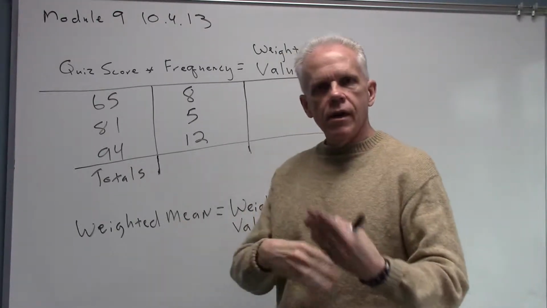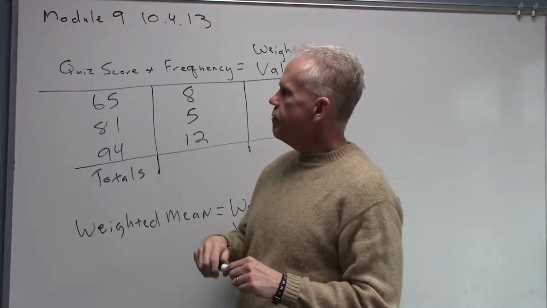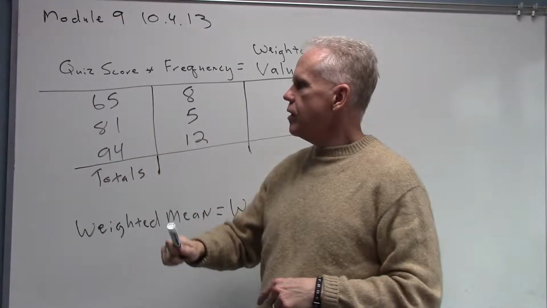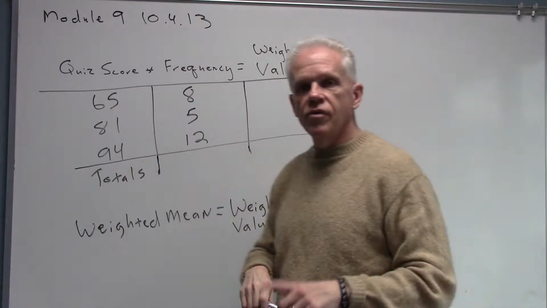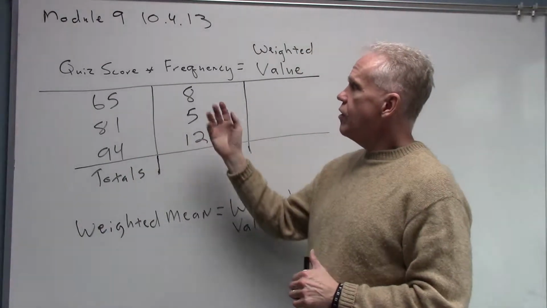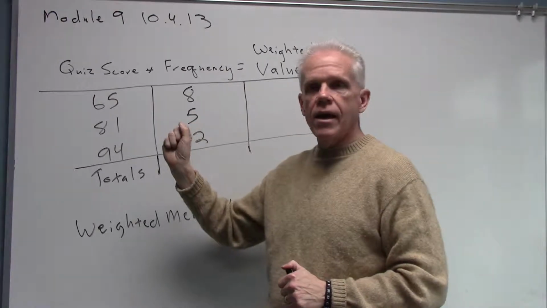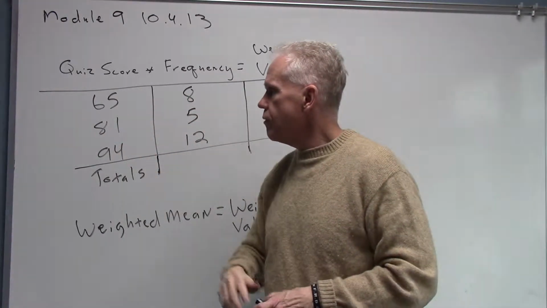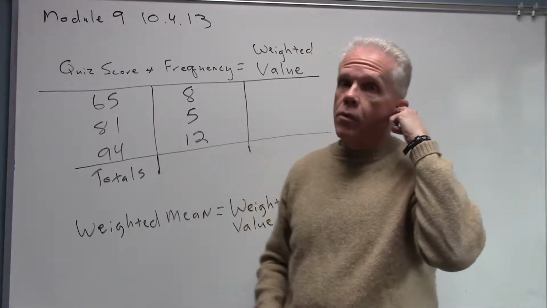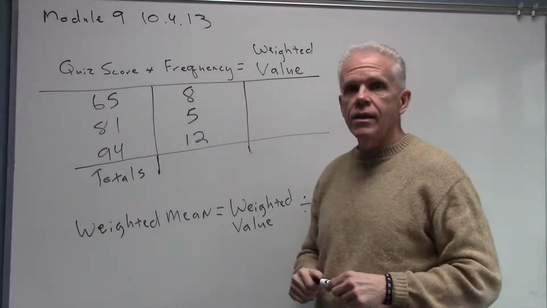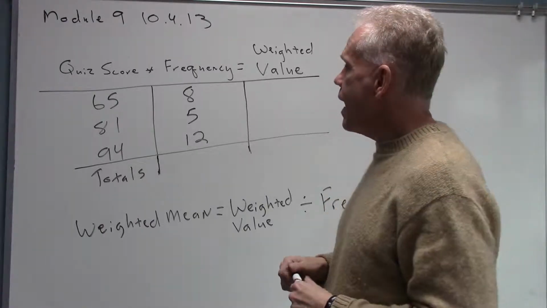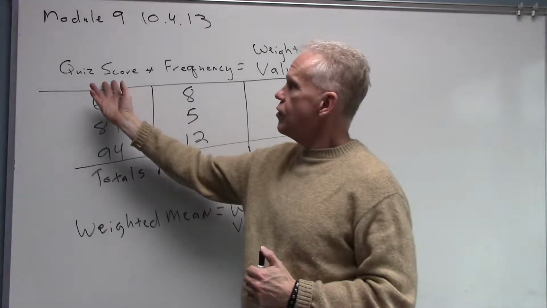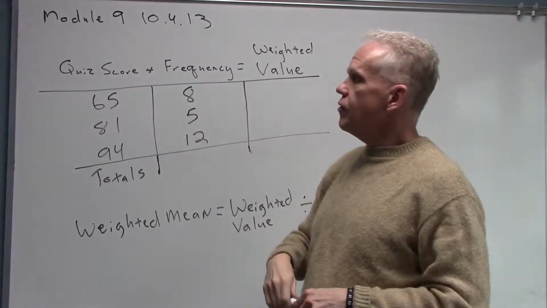So let's say an instructor gave a quiz, and they had some 65s on the quiz, some 81s, and some 94s. The frequency tells me how many 65s they had. They had 8 65s, 5 81s, and 12 94s. So what we want to do is come up with the weighted mean, the weighted average, for this. All we're going to do is take our quiz score and multiply it times that frequency.